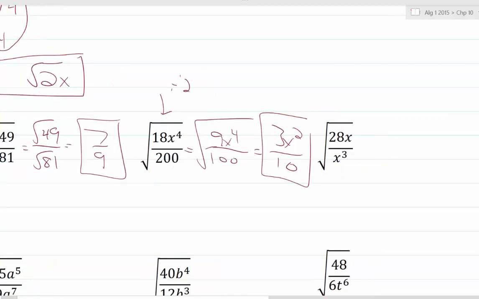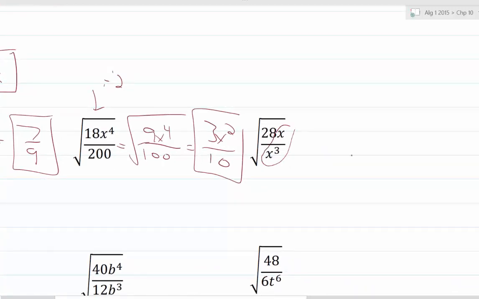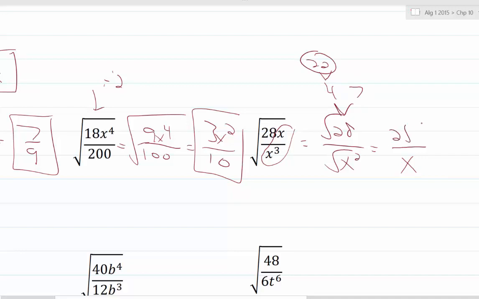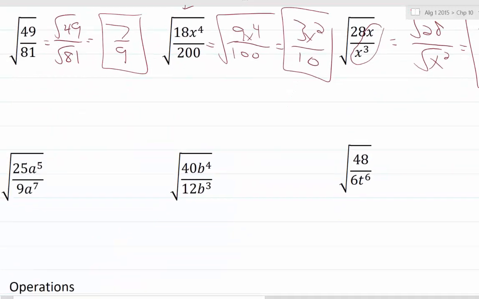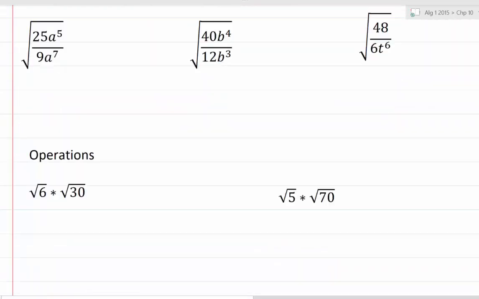Reduction not only with numbers, but also with our variables. If I had x divided by x to the third, this becomes the square root of 28 over the square root of x squared. So the bottom is pretty easy, but the top goes back to where we started. How do I break down 28? 4 and 7, 2 and 2. So it's 2 square root 7. Not too shabby. So that takes care of our division.